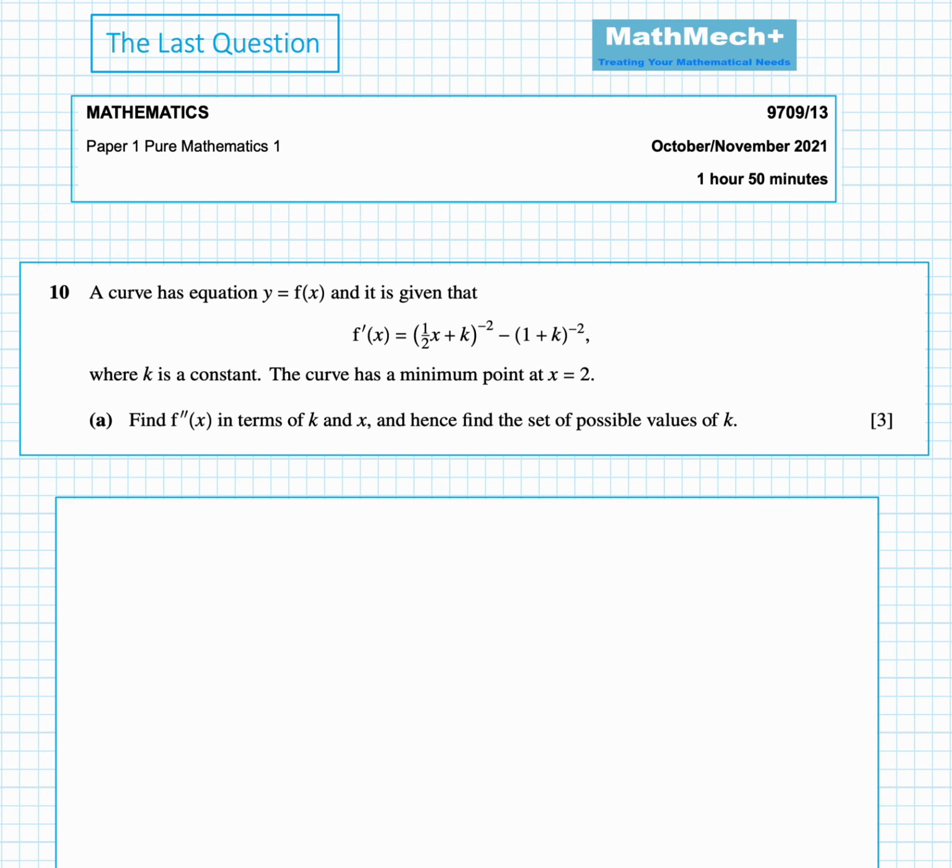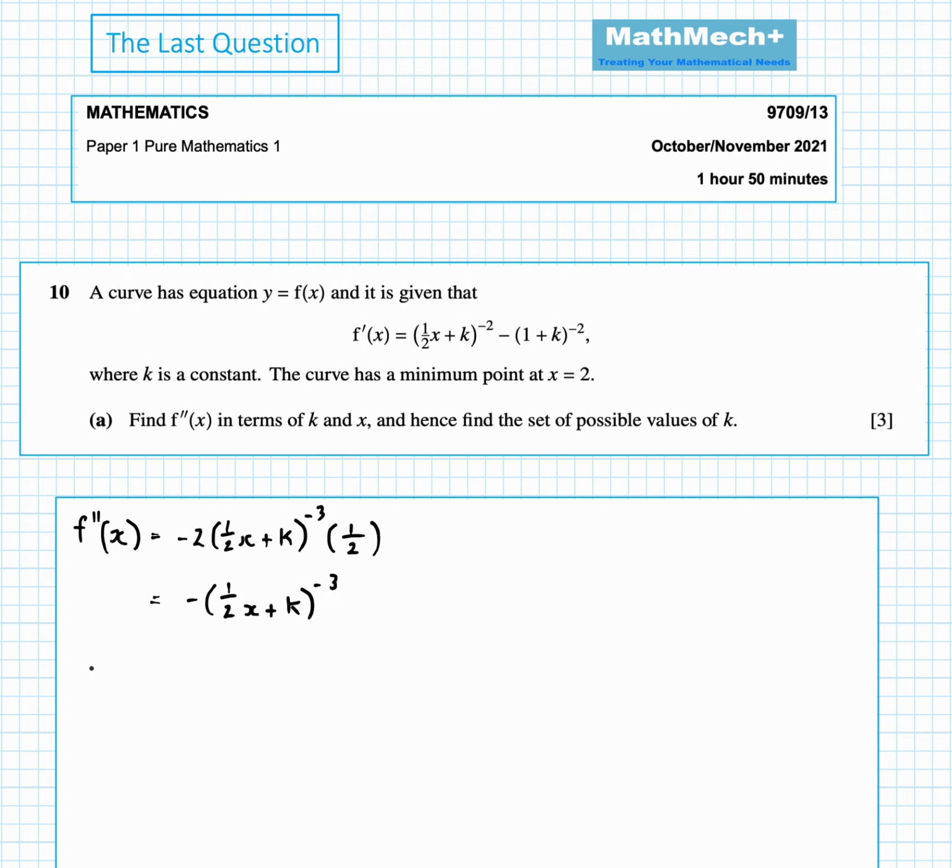In this last question, we're looking at Series 3 from October 2021. We have a curve, and we're given f prime of x. So we're going to do the double prime. You can just differentiate that first part. You'll notice with the second part, there's no x in the 1 plus k to the minus 2 part, so we don't actually have to deal with that. You can see times a half there as well for the chain rule. Simplify that and you get what we have there now.